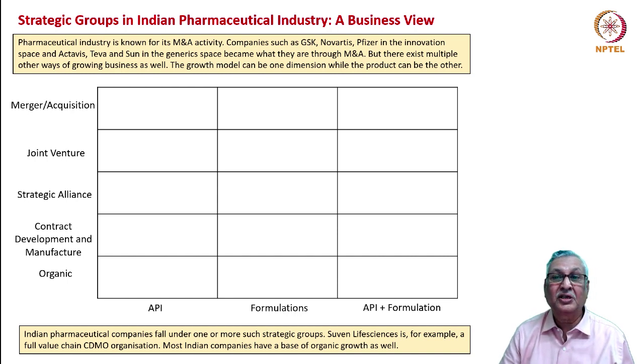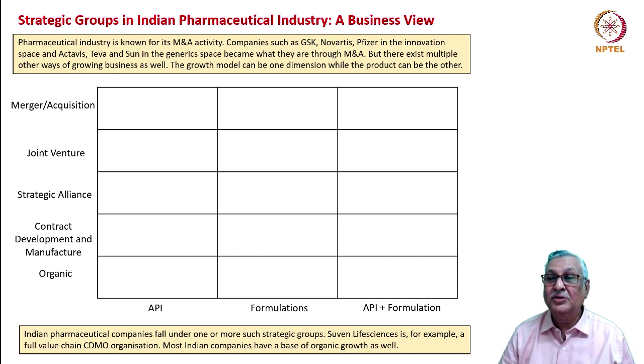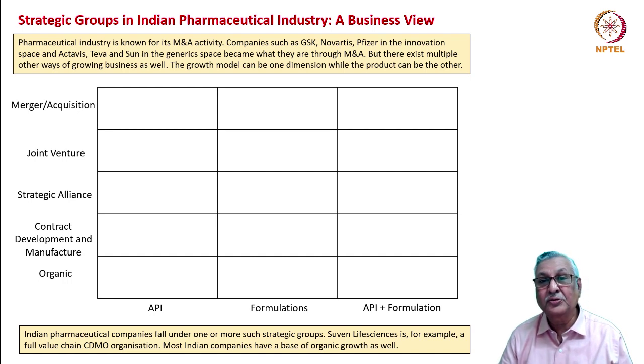Companies such as GSK, Novartis, Pfizer in the innovation space, and Actavis, Teva and Sun in the generic space became what they are today through M&A. That has been the strategic driver leading to the structural positioning of the companies. The growth model therefore can be one dimension, while the product can be the other, as I said. Indian pharmaceutical companies fall under one or more such strategic groupings.